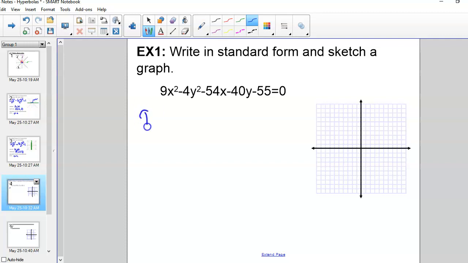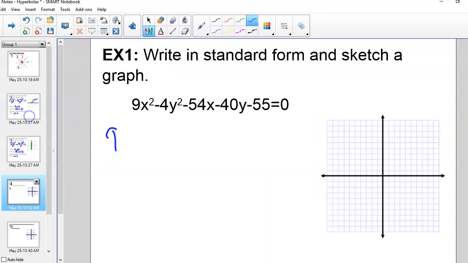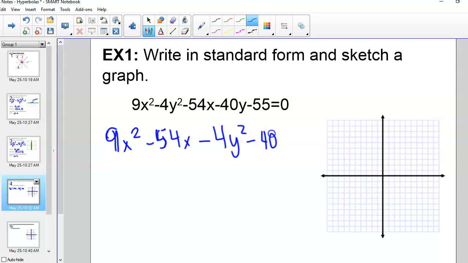So we're going to have 9x squared minus 54x, and then we're going to have minus 4y squared minus 40y, and I'm going to go ahead and move that 55 over to the other side.